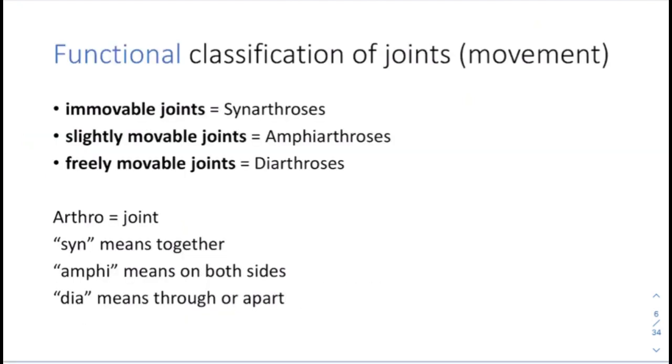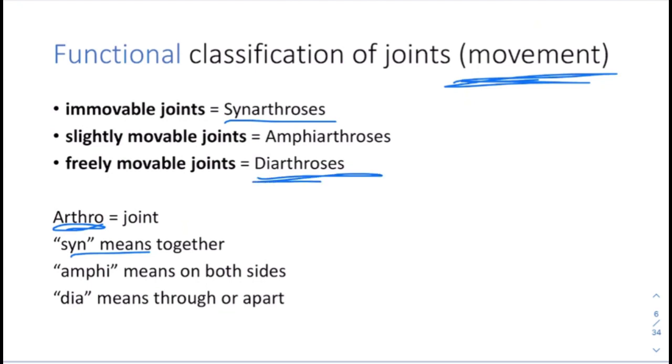So functional classification. Here we're talking about the movement that's allowed at the joint. Immovable joints are called synarthroses. Arthro means joint, and syn means together. So if you imagine two bones articulating together, they can't move. So immovable joints are synarthroses. And then we have freely movable joints. They are called diarthroses. Dia means through or apart. So if you imagine two bones that are apart, they can move. So that's a good way to remember them. And arthro means joint, obviously. And then between immovable and freely movable are slightly movable joints, and they are called amphiarthroses.